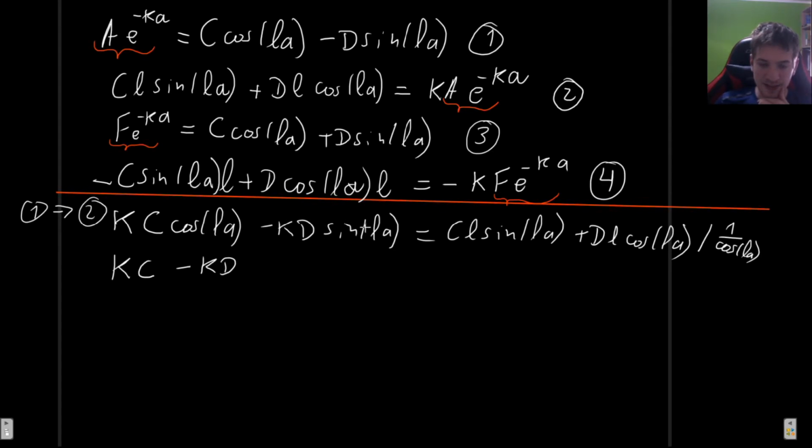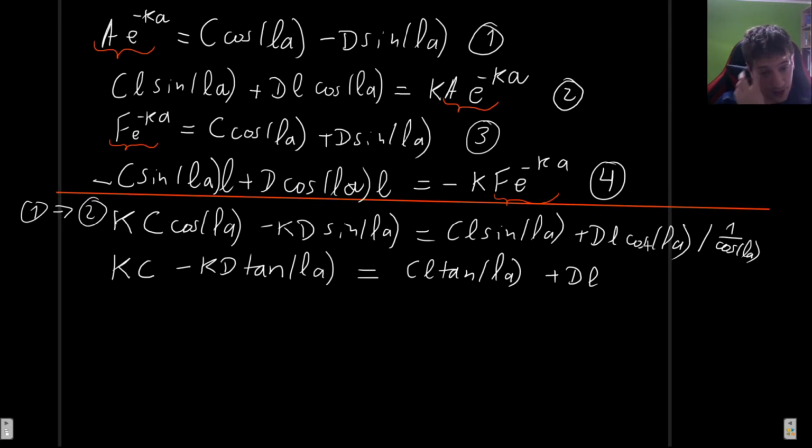Here we're going to get sine divided by cosine, so that's just going to be the tangent of LA. This is going to be equal now to C L tangent of LA plus D L, and cosine LA is just going to be 1. So now we can just put all of our constants together. Everything with C to one side, everything with D to the other side. So let's just put C's to the left hand side, D's to the right hand side.